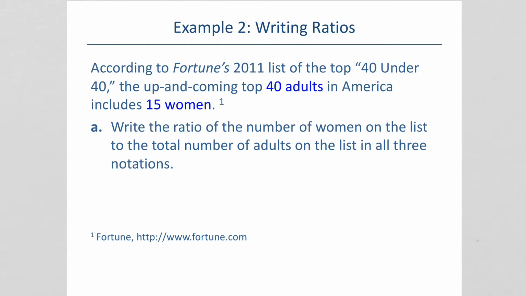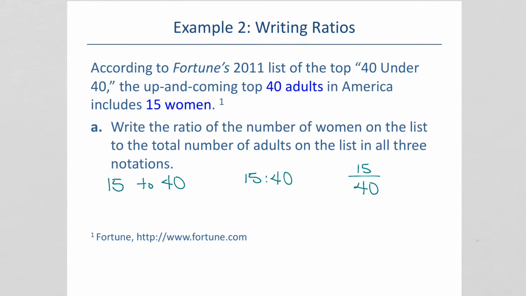According to Fortune's 2011 list of the top 40 under 40, the up-and-coming top 40 adults in America includes 15 women. Write the ratio of the number of women on the list to the total number of adults on the list in all three notations. So we want women to adults. So we could write 15 to 40. We could write 15 colon 40, or we could write 15 over 40.